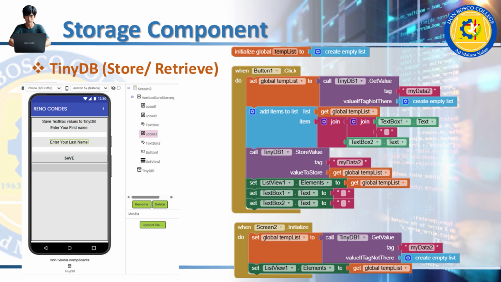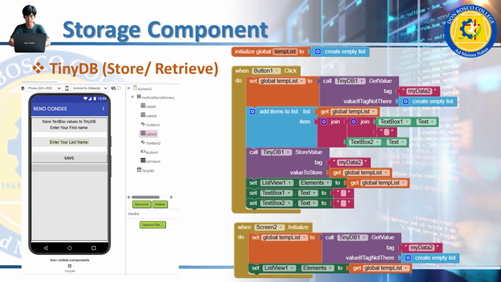Initialize global temp list to create empty list. This line of code means that a variable named temp list is being declared as a global variable, so it can be accessed anywhere in the program, and it is being initialized with an empty list, which is a list that currently contains no items but can have items added to it later.